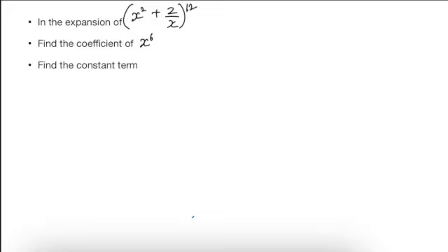What you need to do is, you know the formula for the general term, which is T(r+1) is equal to nCr a to the power n minus r b to the power r, right? So we need to find a term which has x to the power 6, and we need to find the coefficient of x to the power 6. How do we do that?